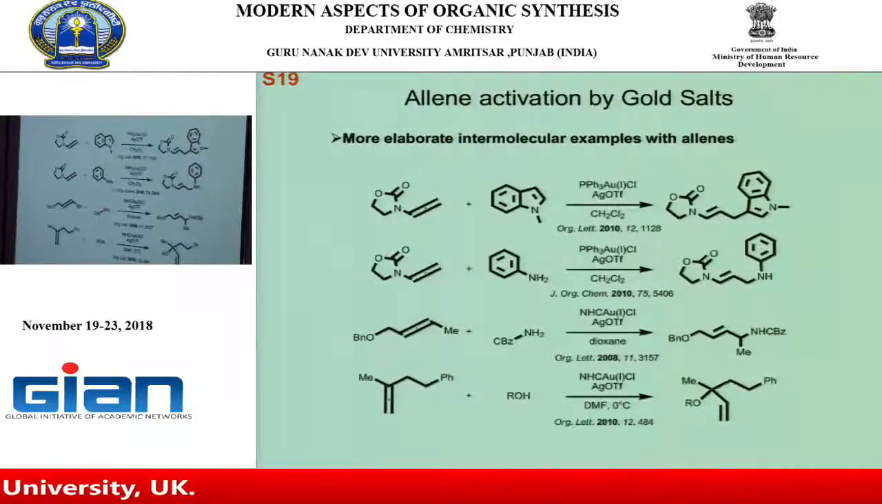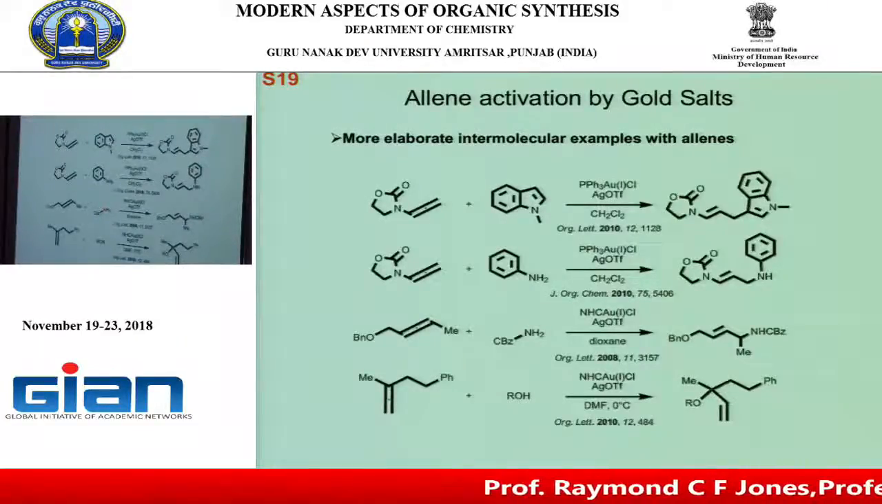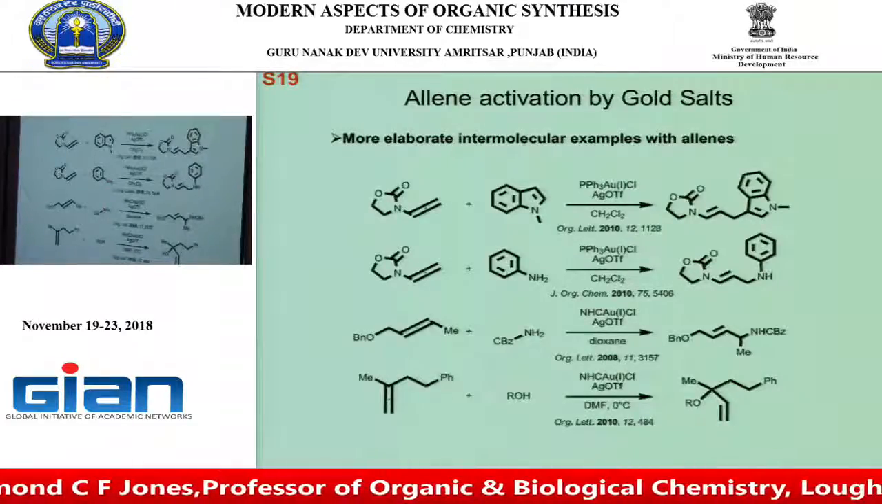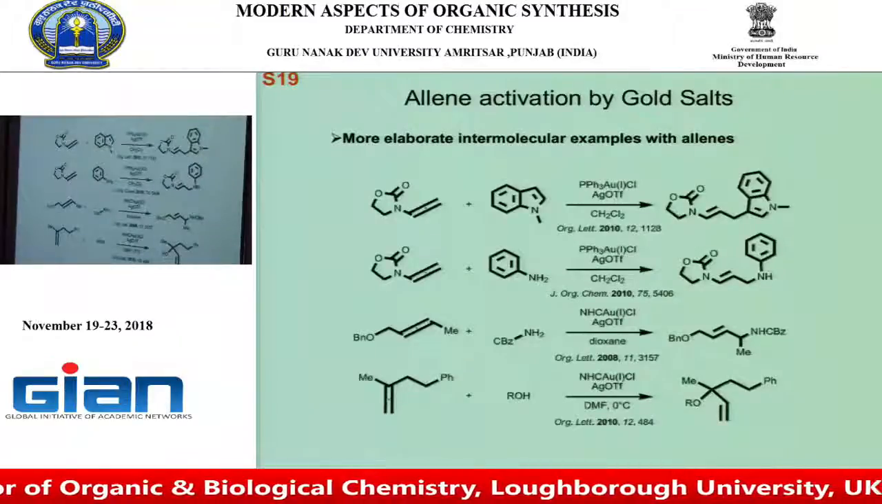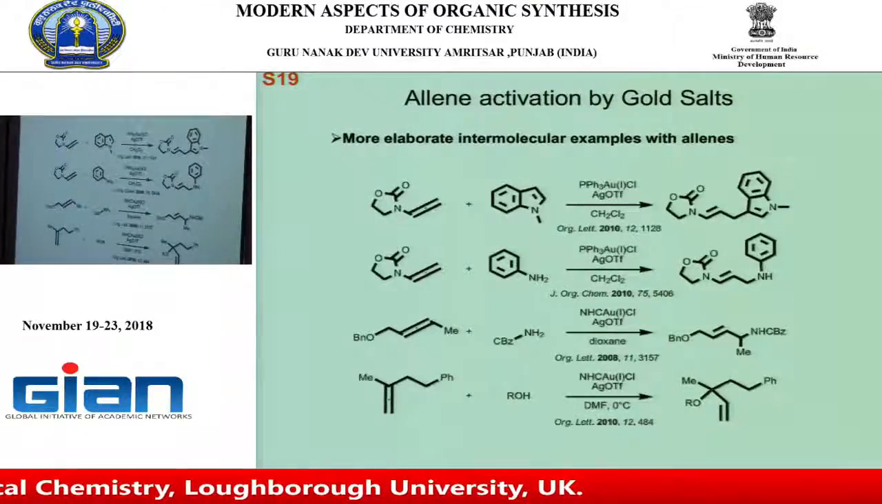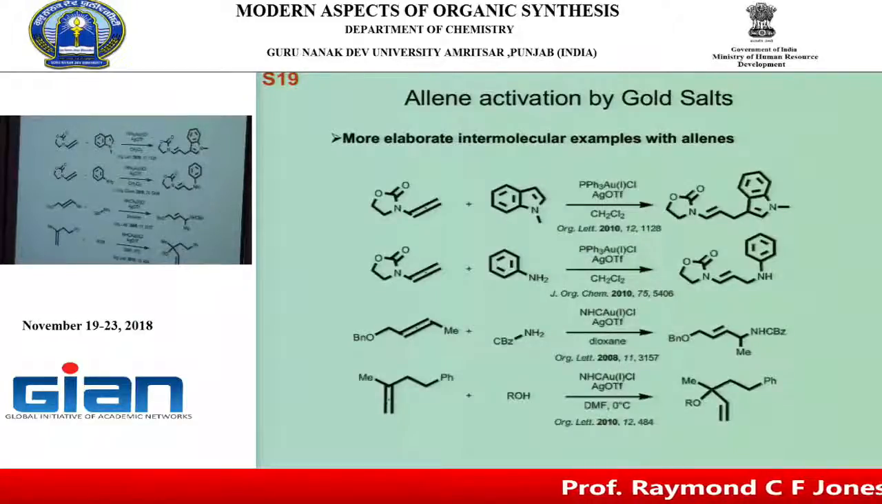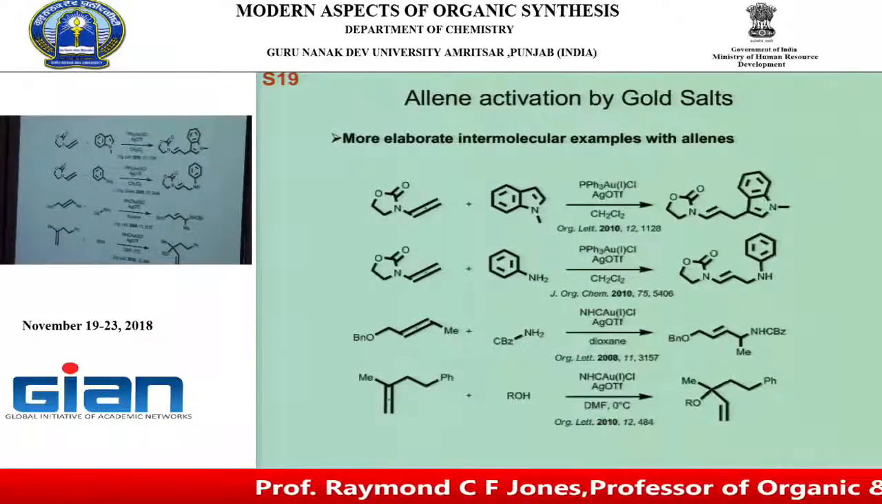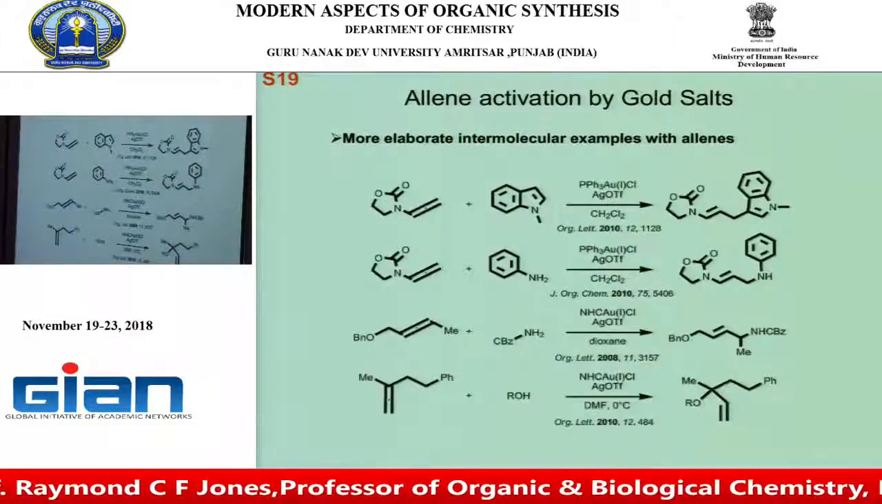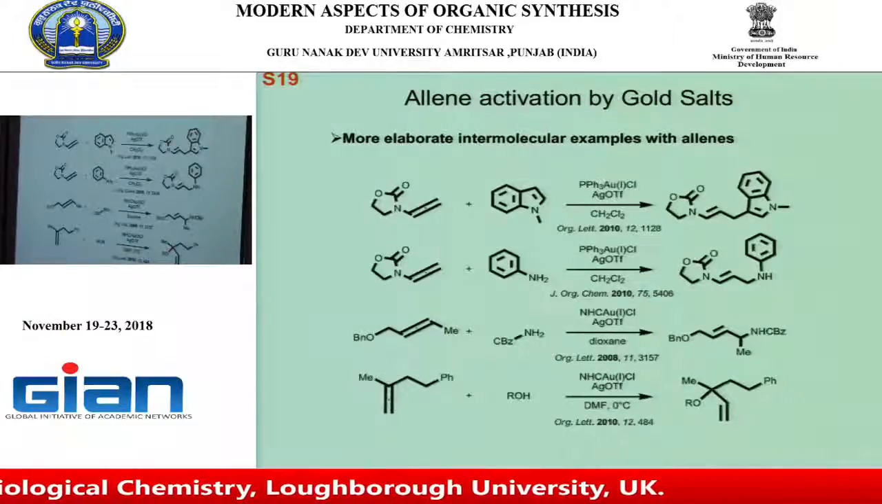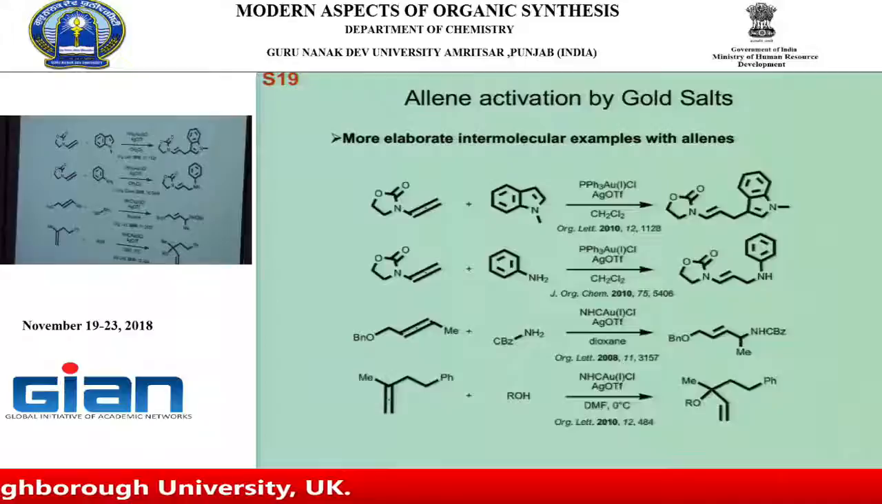Here is an amine which is part of a carbamate system, and so it's a little bit different to the one above, but not so different. And again, it's adding to the terminus of the allene, and the gold will end up at the middle and then is being protonated away. And likewise here, where an alcohol is the nucleophile, and again it's adding to the terminus of the allene, and gold is at the internal one.